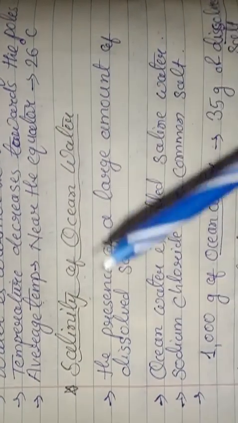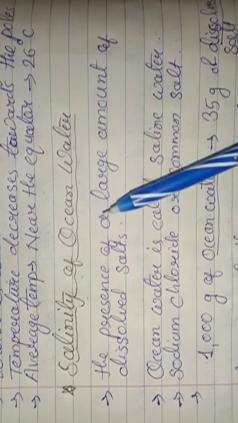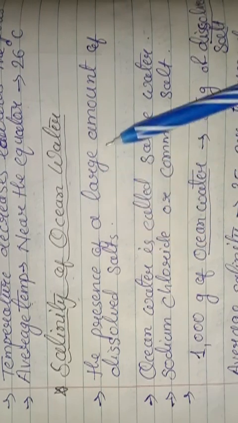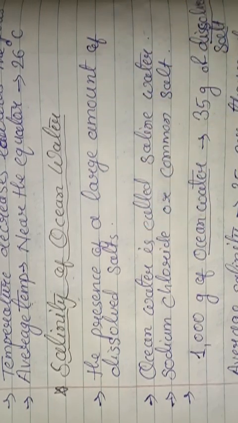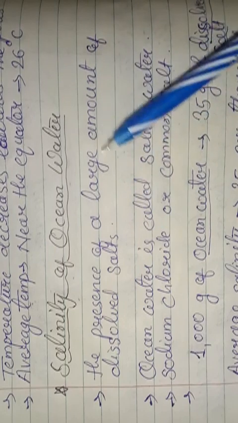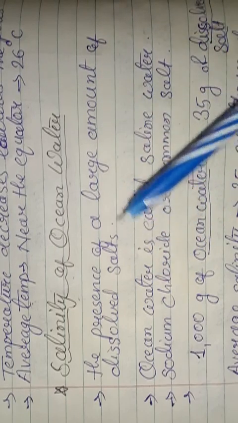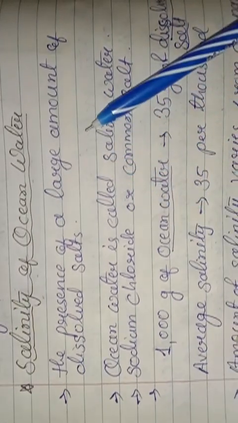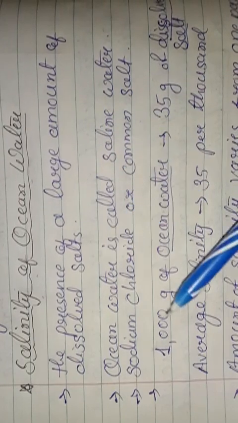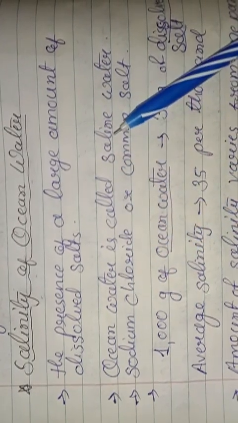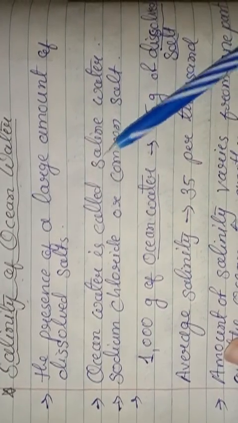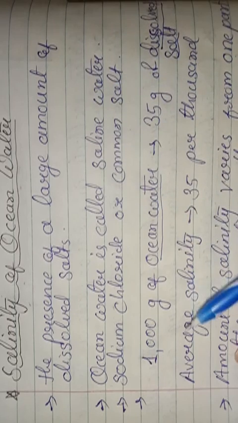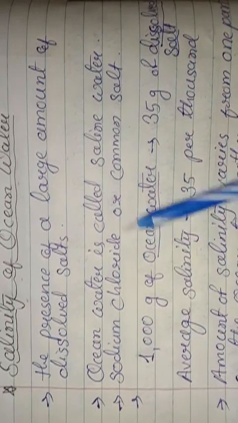Now next we have to talk about the salinity of ocean water. In ocean water, dissolved salt is present in large amount, so obviously the ocean water is salty. That is why ocean water is called saline water. The salt present there is sodium chloride, or common salt.